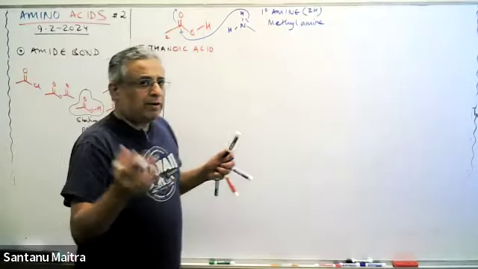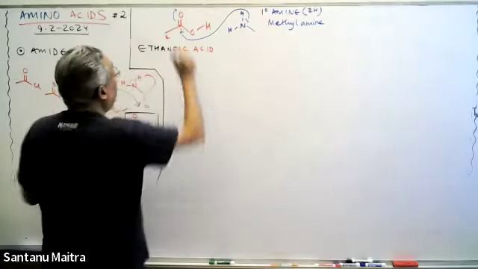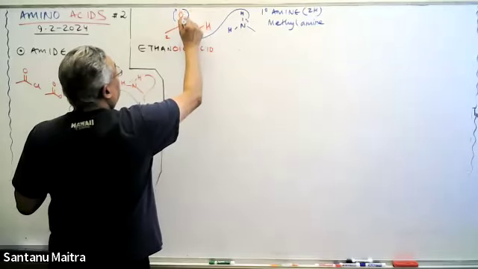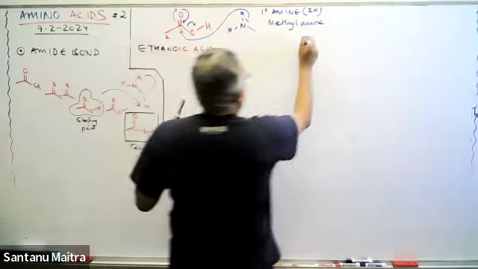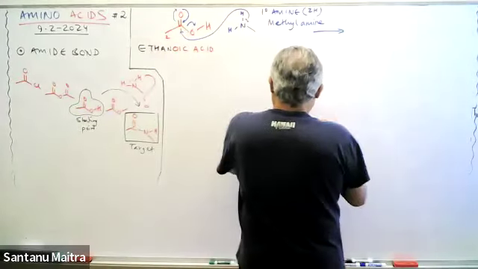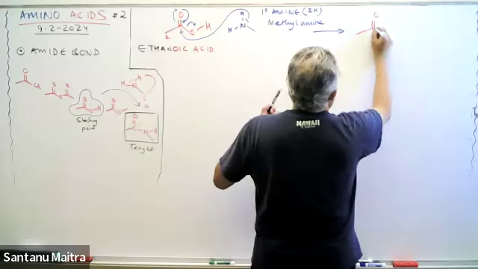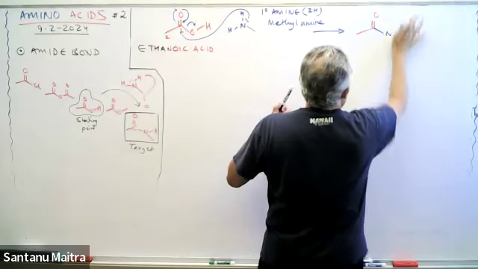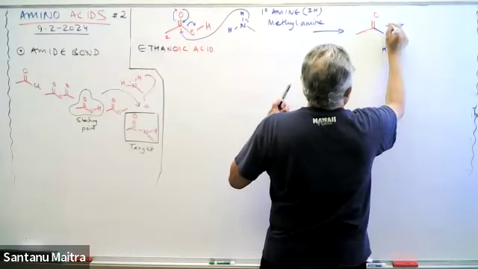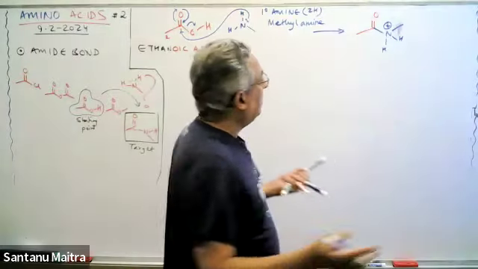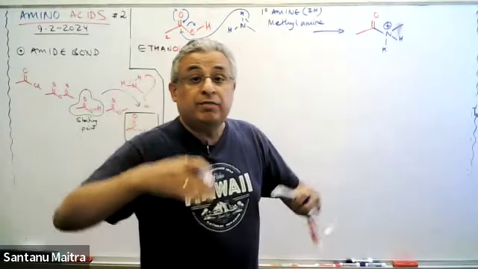I'm just taking a shortcut. I don't have the patience to show you the mechanism. That's not the point today. Okay, it goes up and the negative charge kicks back, and this is what happens. And you're supposed to get your product, right? You're supposed to get this guy. It's positively charged, and at that time, you use a base.